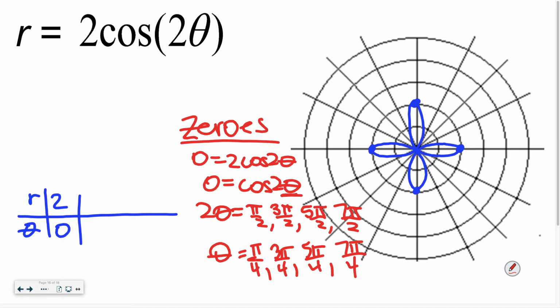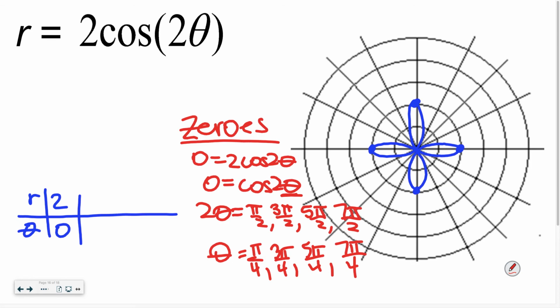Okay? So let's say I ask you to find the arc length of 1 petal. You could start your integral at pi over 4 and end it at 3 pi over 4. We'll get there. This isn't going to be hypothetical.